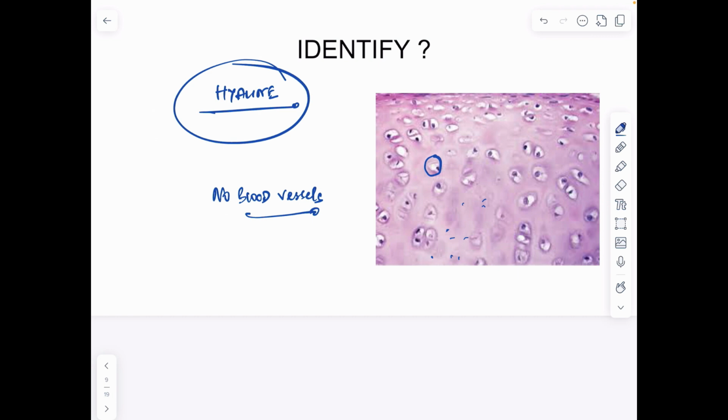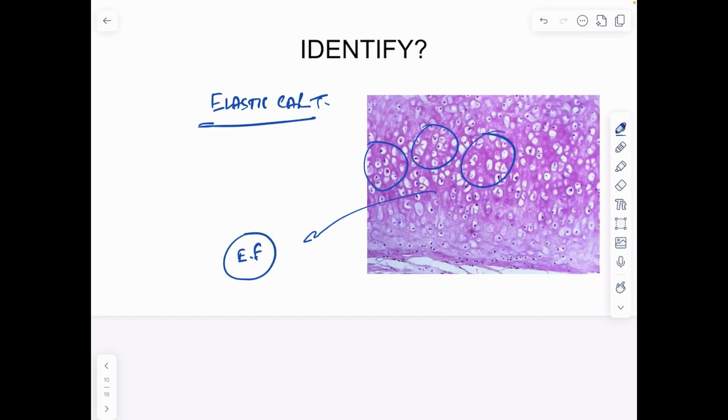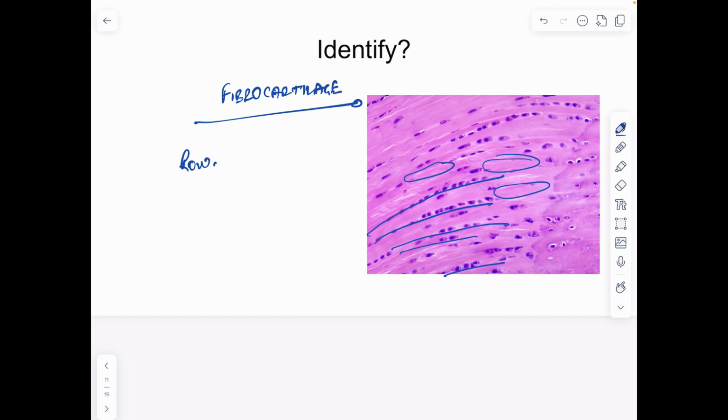So just a quick revision, this is how the hyaline cartilage looks, with the less dense matrix. This is how the elastic cartilage looks, where the chondrocytes are densely arranged and it has a dense matrix, while in the fibrocartilage the chondrocytes are arranged in a row. So hopefully you will be able to identify it and mark the correct answer related to this.